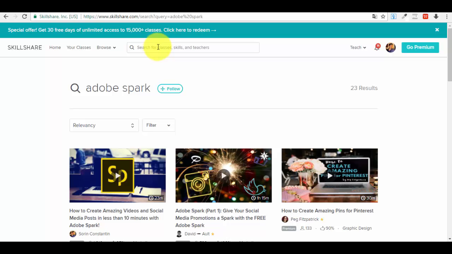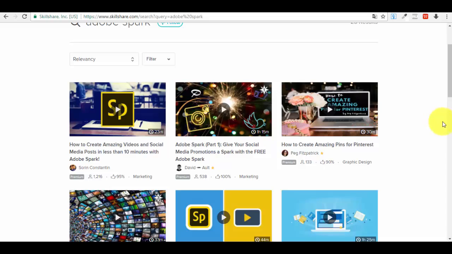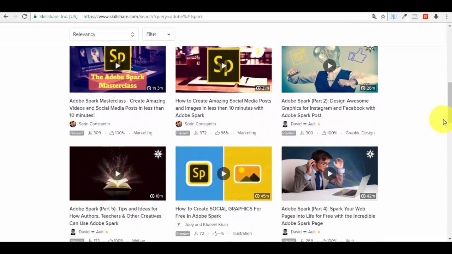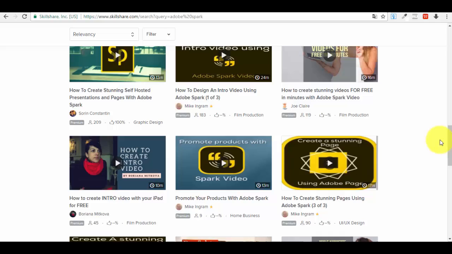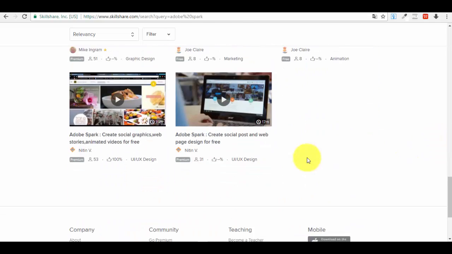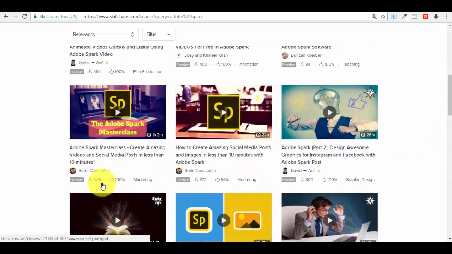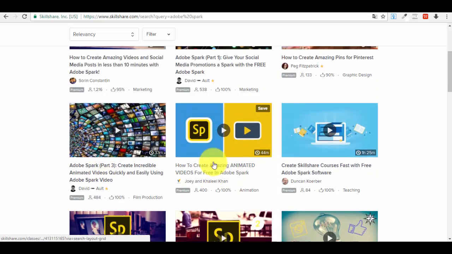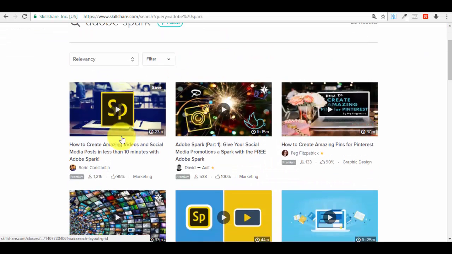Now, you can see that there are 8 classes here, and from all of these 8 classes related to Adobe Spark, I think 4 are mine, and one of them actually was very good. This is the first one, I think, and as you can see, as number of students, it has 1,216 students, which is not bad at all. It's a top class even on Skillshare, and you can see that it has 23 minutes.